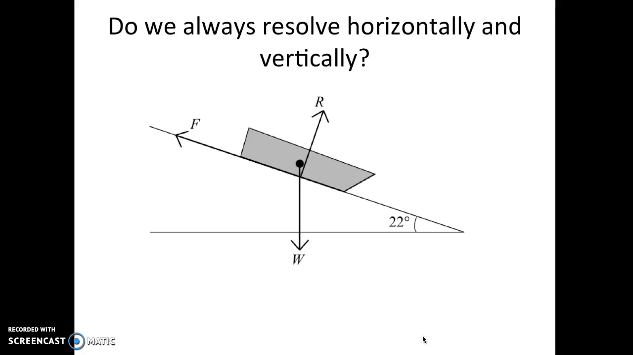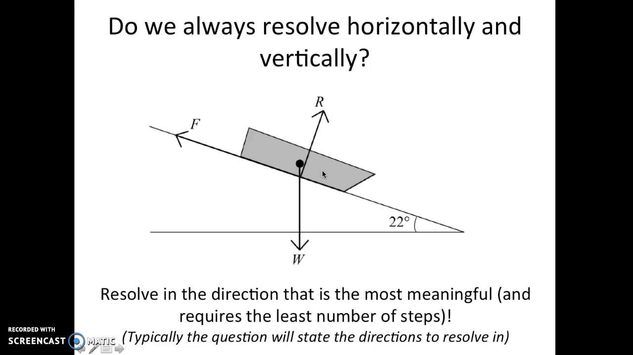However, the question is, do we always resolve horizontally and vertically? Take a look at this picture and decide what you think would be the best way to resolve these forces. The answer is we do not always resolve horizontally and vertically. Obviously, we could take R and resolve it into its vertical and horizontal components. And with F, I could resolve it into its horizontal and vertical components. However, instead of doing this, it's much simpler if I just resolve the weight into components perpendicular and parallel to the surface, because then I only have to resolve one force.